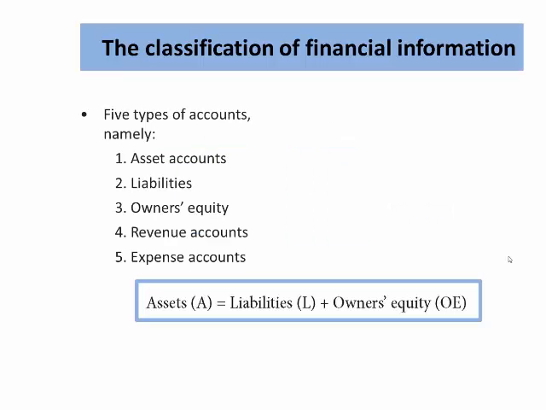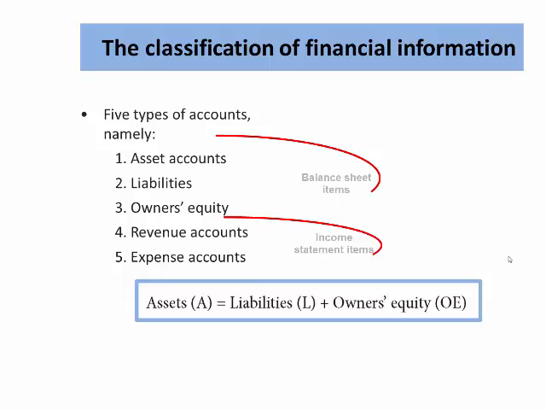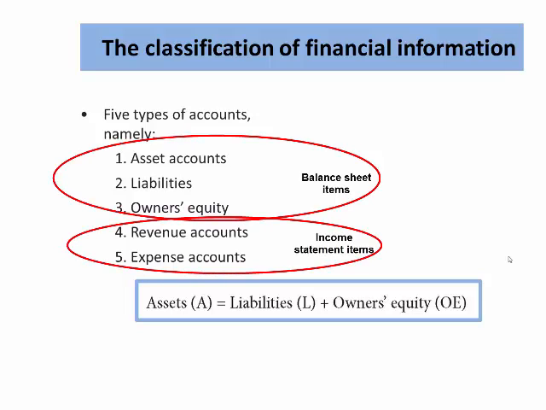The classification of all financial information is into one of these 5 things. It's assets, it's liabilities, it's owner's equity. Remember, your assets are split into fixed and current. The liabilities are people that you owe, and you owe them interest potentially, and the owner's equity is just what the owners put in. The revenue accounts and expense accounts belong to the income statement. So the first three, 1, 2, and 3, are going to the balance sheet.